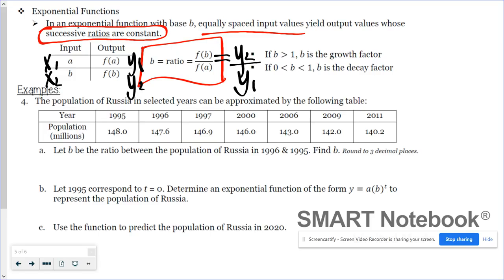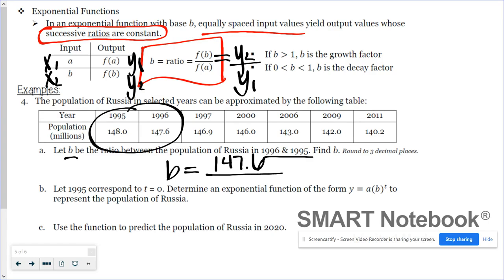So in number 4, we are given a table showing the population of Russia. The population is given in millions. Part A says, let B be the ratio between the population of Russia in 1996 and 1995. So we're going to be using these values here. So I'm going to calculate B. B is equal to y2, which is 147.6, divided by y1, which is 148.